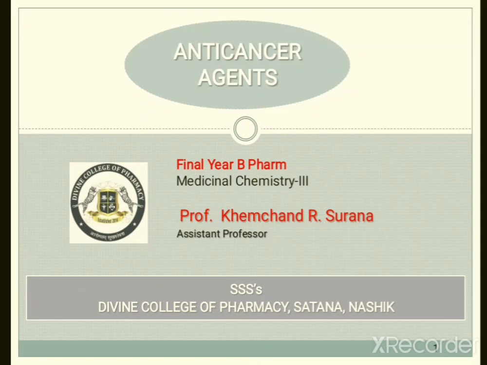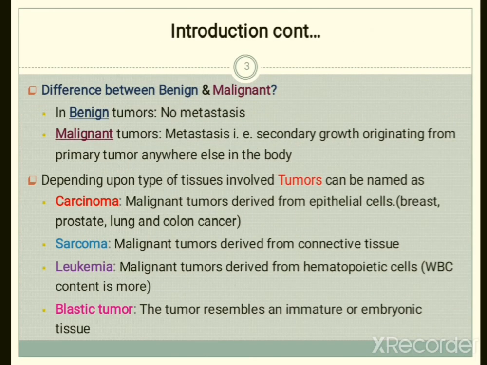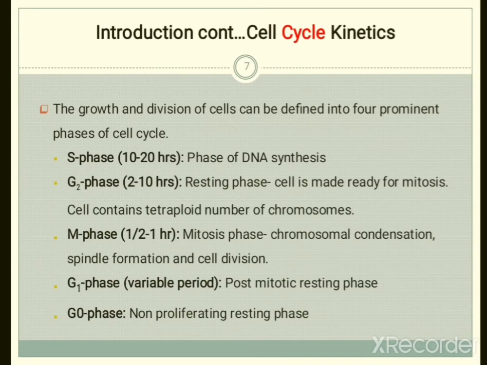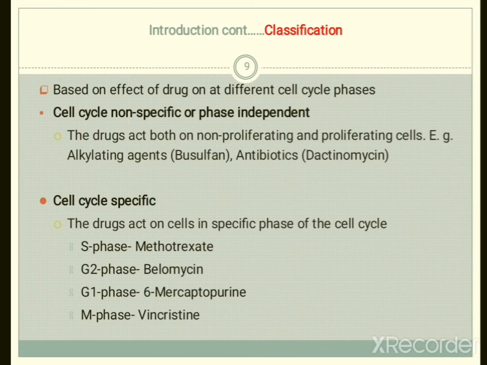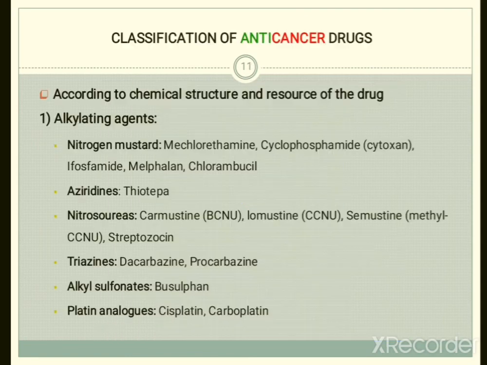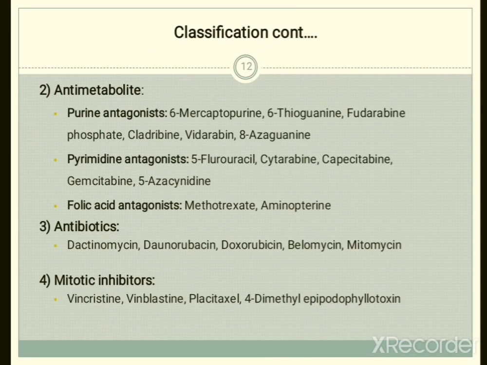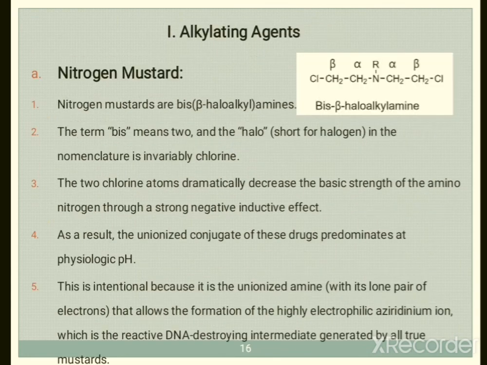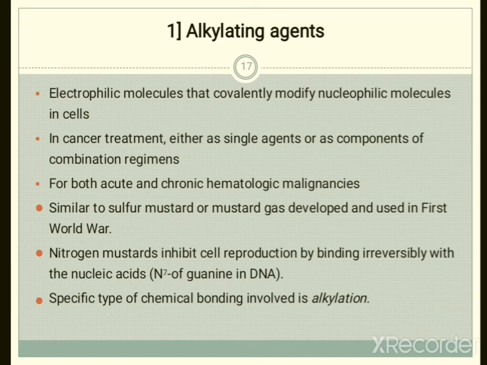In the previous session we started with the anti-cancer agents. In that we saw the introduction to anti-cancer agents, then causes, then the cell cycle. Further we saw the classification of anti-cancer agents and their mode of action, and we started with cytotoxic drugs, the introduction, and alkylating agents. In that we started with the nitrogen mustards.